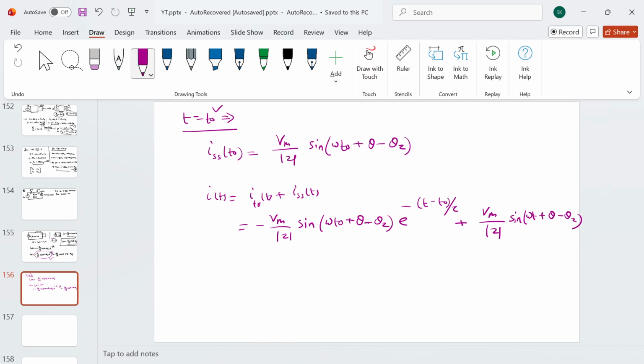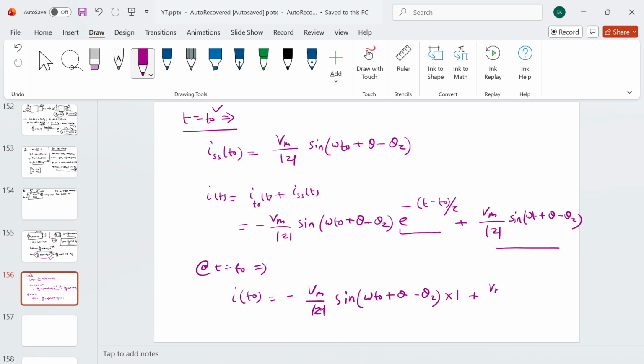Now in this equation, if you put t equal to t naught, you see this exponential term will vanish. It will be 1. From this equation, I of t naught you will get minus Vm by mod z sine omega t naught plus theta minus theta z, plus Vm by mod z sine omega t naught plus theta minus theta z. See, this particular term is getting cancelled, so I of t naught is simply 0. So inductor current is continuous.